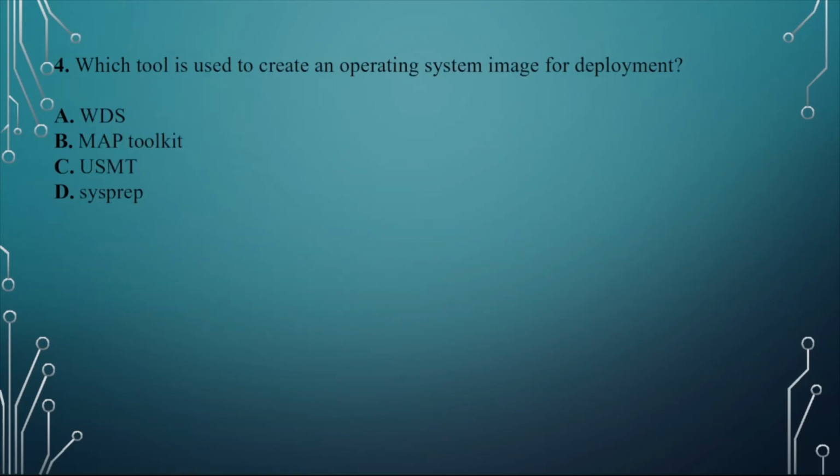Question number 4. Which tool is used to create an operating system image for deployment? A. WDS, B. MAP Toolkit, C. USMT, and D. Sysprep. So what tool can you use to create an operating system image for deployment?